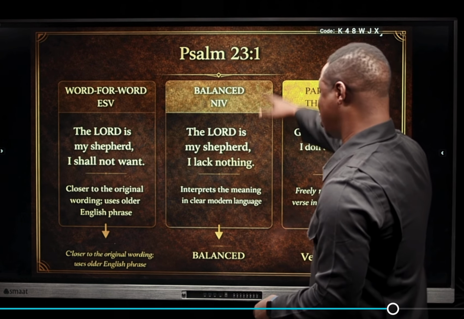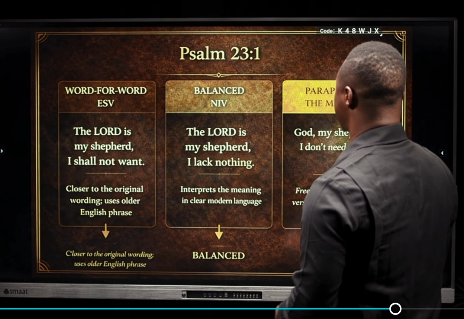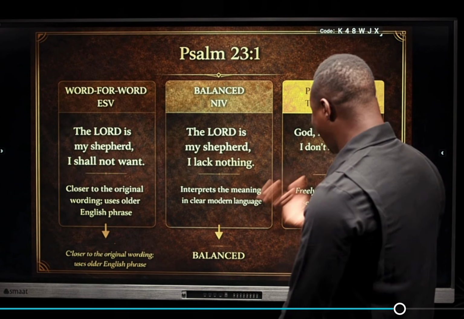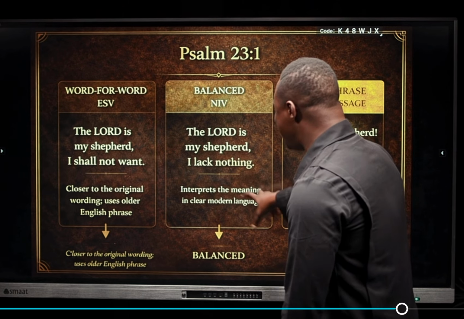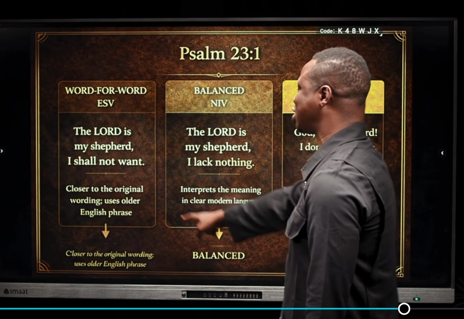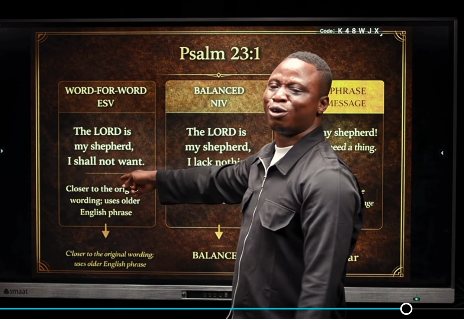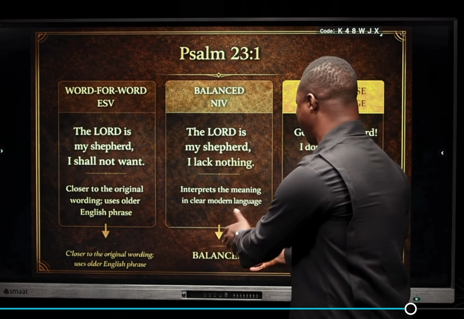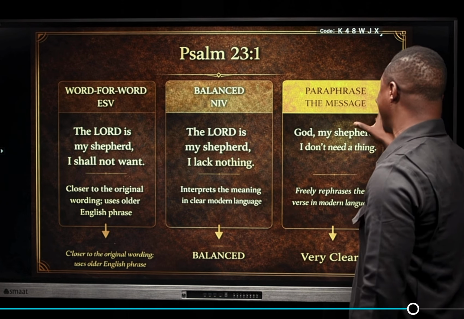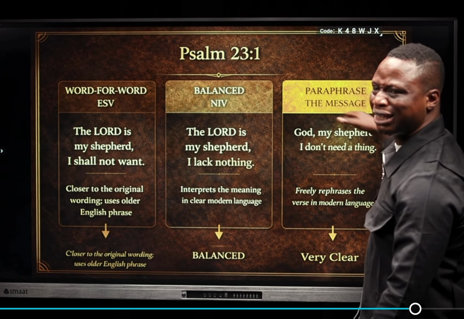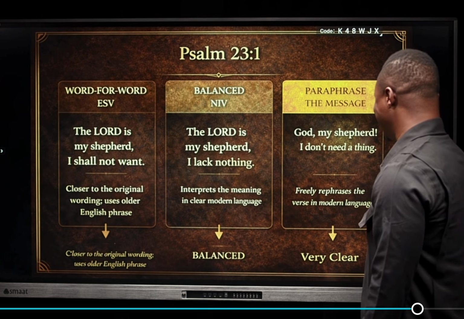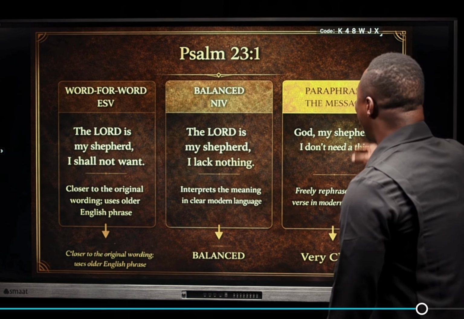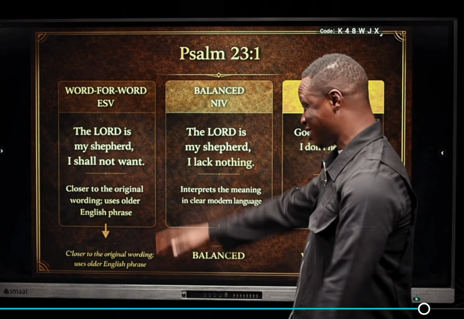But when you do a balanced translation, like the NIV, it says, "The Lord is my shepherd, I lack nothing." Here, we interpret the meaning in clear modern language. "I shall not want": even some children will not understand what that means. But when you say "I lack nothing," it's easy, and we think this is balanced. And when we go to the paraphrase version, for example the Message Bible, you have something like this: "God, my shepherd, I don't need a thing." Now you see the difference.